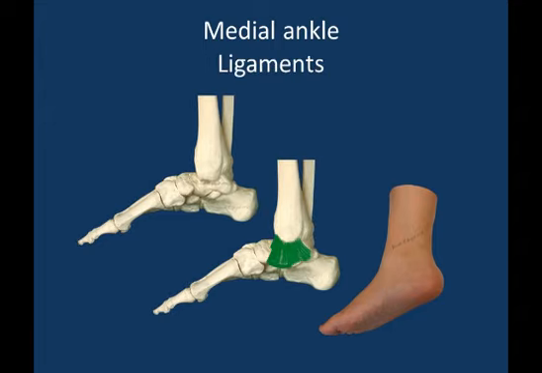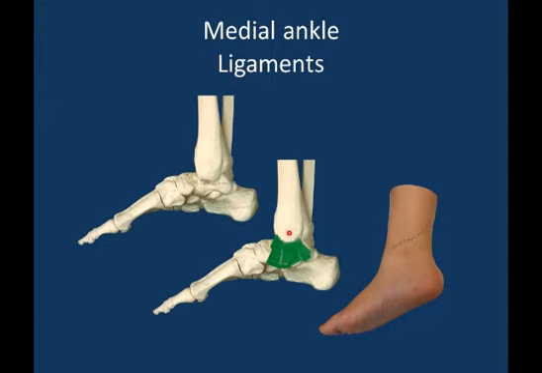The deltoid ligament is a strong triangular ligament which is attached to the anterior and posterior borders and apex of the medial malleolus. The anterior superficial tibio-navicular fibers of the deltoid ligament are attached to the tuberosity of the navicular, and the deep tibio-talar fibers are attached to the medial surface of the talus.